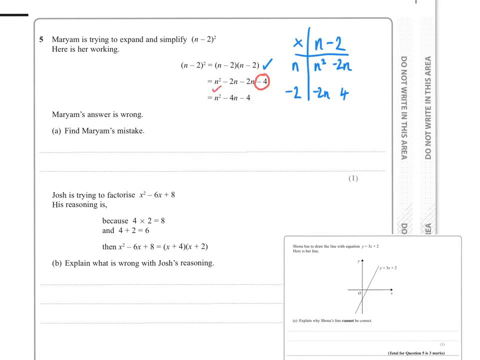This seems okay, as does this. So everything's okay apart from the negative 4. So you can write your own explanation there.